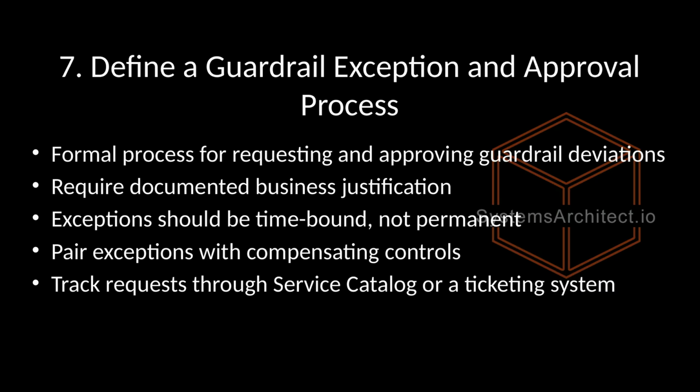7. Define a guardrail exception and approval process. Guardrails exist to protect the organization, but real business needs sometimes require an exception. A formal process gives teams a legitimate path to request one, backed by documented justification and appropriate approval. Good exceptions are time-bound, not permanent, and come with compensating controls. Track requests through AWS Service Catalog or a ticketing system so nobody forgets why an exception exists.